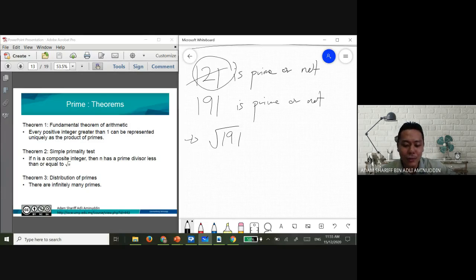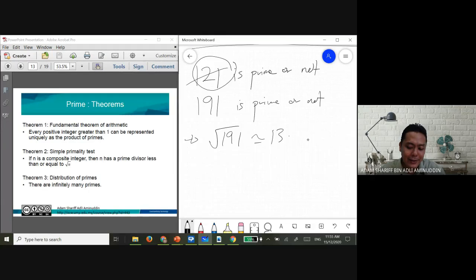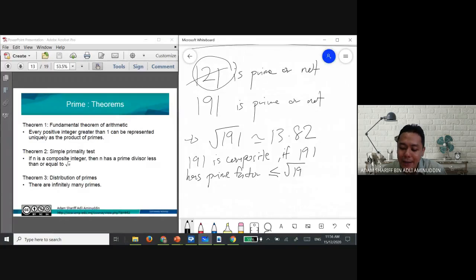Later I will prove it for 121. Okay. Now, what is the square root of 191? 13.82. That's 13.82 something. So, if we want to look, read carefully: 191 is composite if 191 has a prime divisor or prime factor less than or equal to the square root of 191.